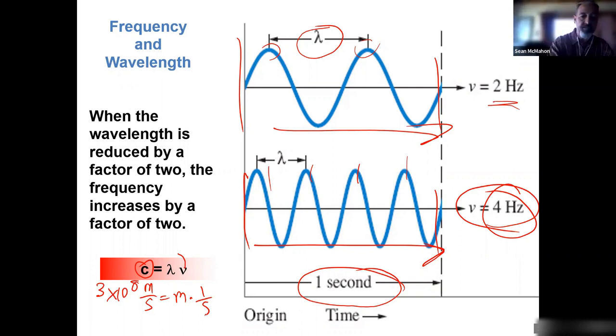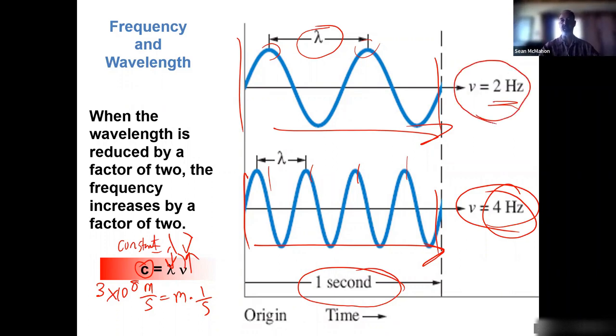So if these two things have to give a constant value, if wavelength goes down, then frequency has to go up. So they are inversely proportional, right? With a longer wavelength, fewer peaks pass, so I have a lower frequency. That's because I have a longer wavelength. With a shorter wavelength, more peaks pass, so I have a higher frequency.